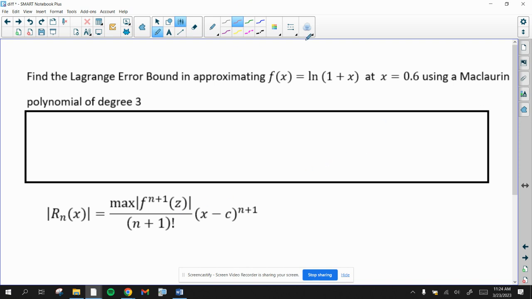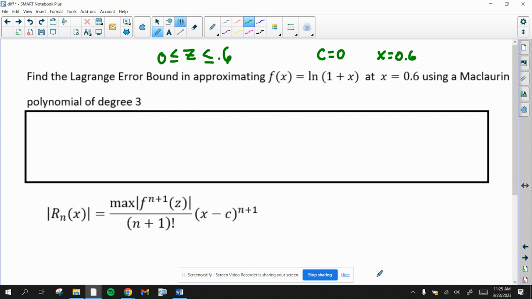What is that z? So first of all, before we look at that, this is a Maclaurin polynomial. So really, that means it's a Taylor polynomial whose center is 0. So let's call c 0. x is where we're approximating, so x equals 0.6. So z is any number between c, the centering point, and x, the point that you're evaluating the function at.